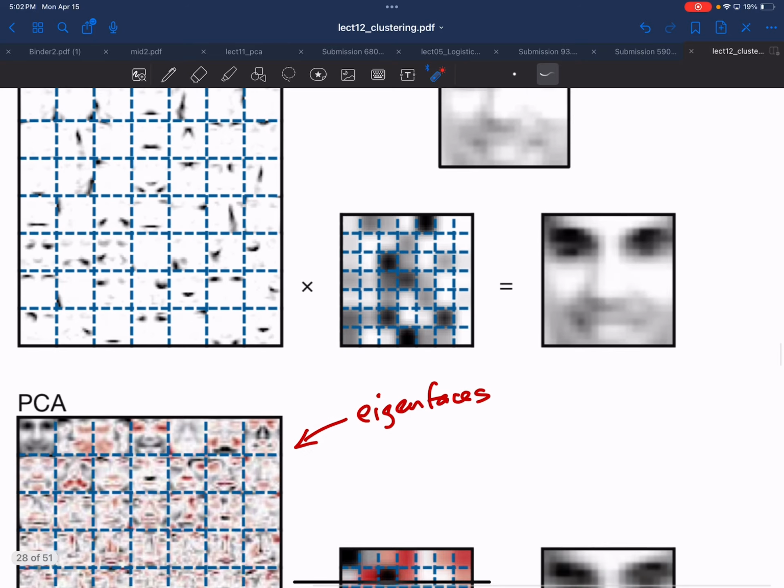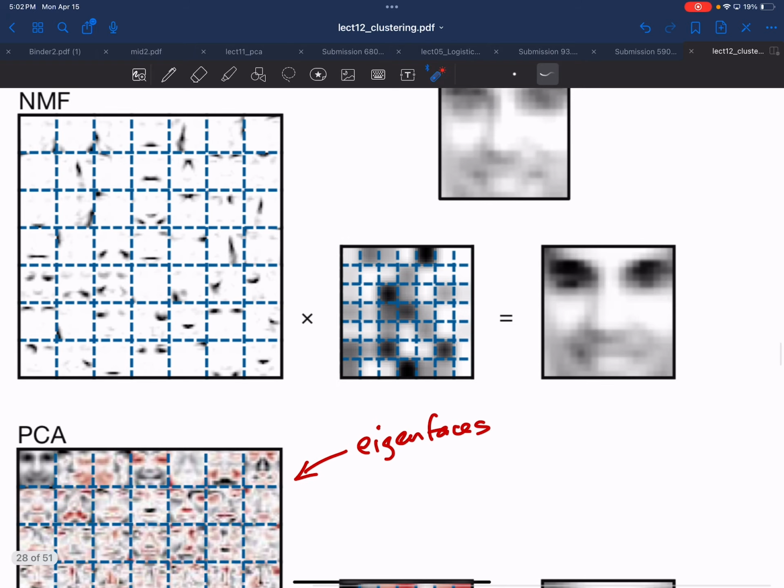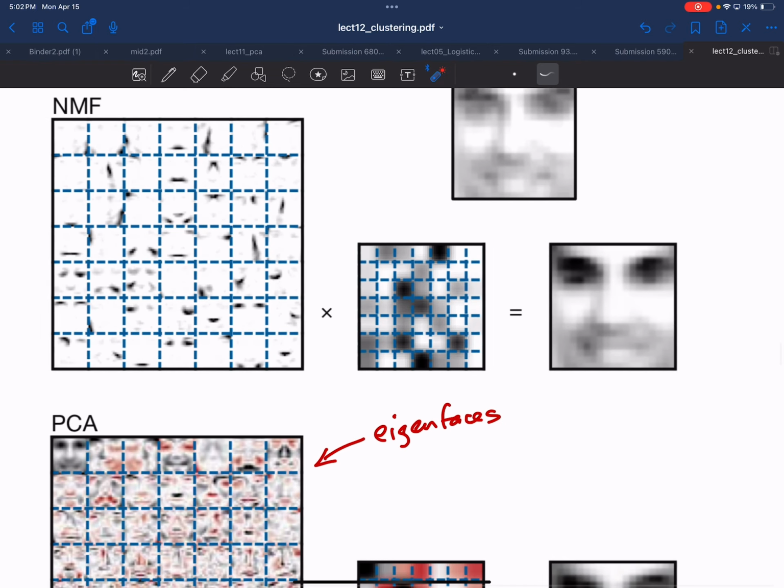So non-negative matrix factorization works in a similar way. You don't have eigenvectors, but these are the building blocks. You don't subtract the mean. In this case, you need everything to be positive. So these are the building blocks, the dictionary elements, and these are the coefficients. And you can see here everything is positive. And as a result, the way that it works is fundamentally different. This is what's called a parts-based decomposition.